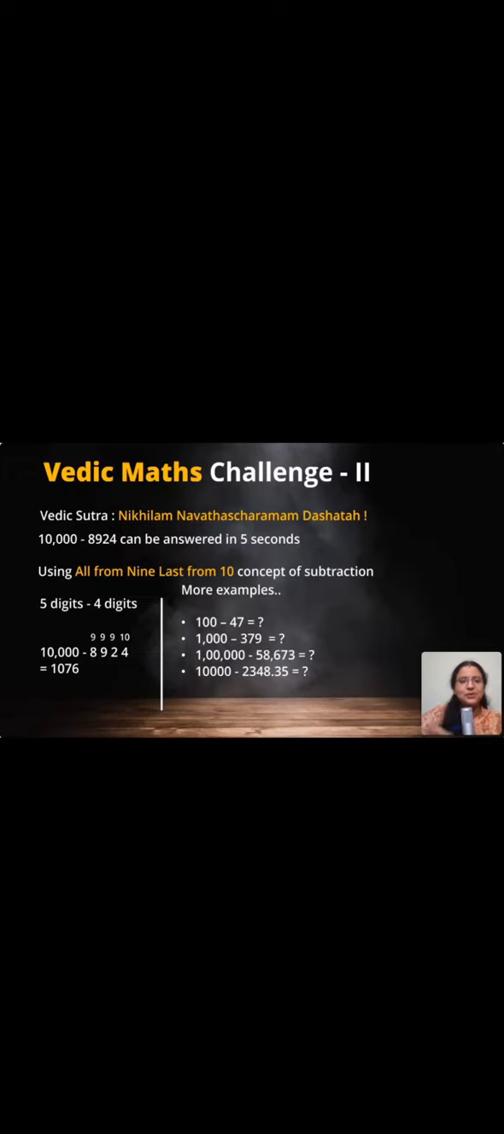7,700. So henceforth, whenever you have to handle your cash, you don't have to use your calculators. You can make use of all from 9, last from 10. Hope you all love this concept, all from 9, last from 10. The Nikhilam Sutra, we call it Nikhilam Sutra. It is very special because it has its applicability in various places in Vedic mathematics.